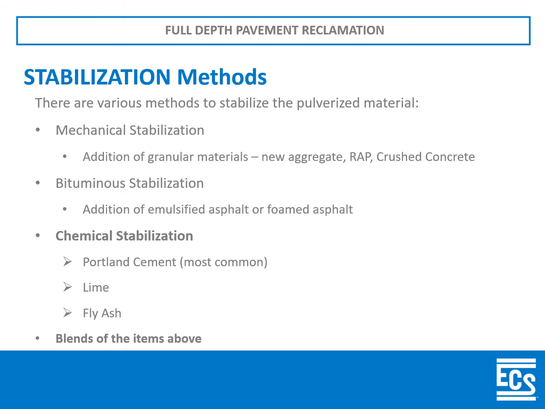Portland cement is the most common chemical stabilization that's added in the FDR process. Sometimes you might add lime, and sometimes fly ash, or some kind of blend of all of these types of materials. But again, Portland cement is the most common, and we'll look at why that typically is the most common chemical used.